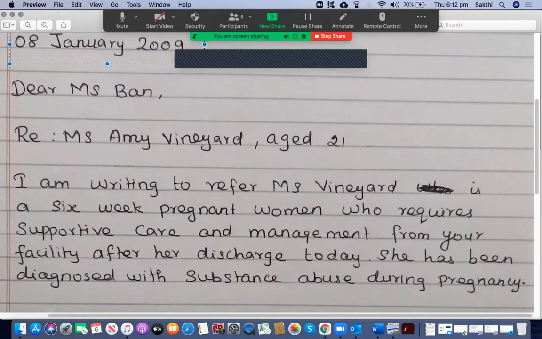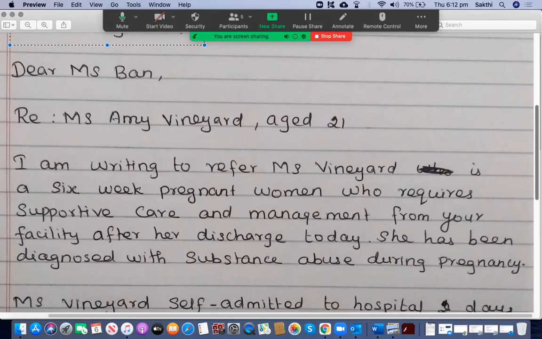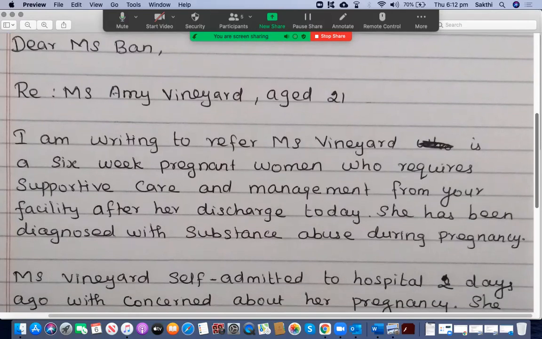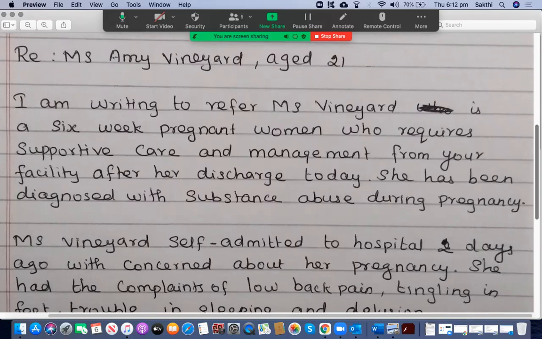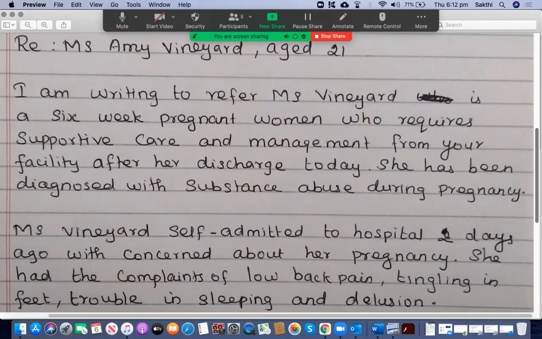That's good. And then you have written the reference details of the patient, which is Miss Amy Vineyard, aged 21. That's good as well. "I'm writing to refer Miss Vineyard, who is a 6-week pregnant woman." Okay, all right. So what you should have done is that this is wrong. Otherwise, what you could have done is you could have put a comma here, and then you can define it.